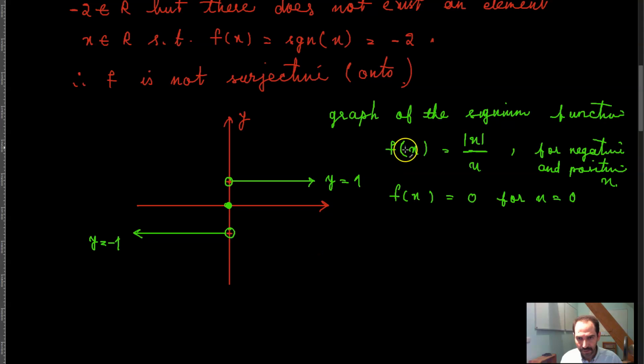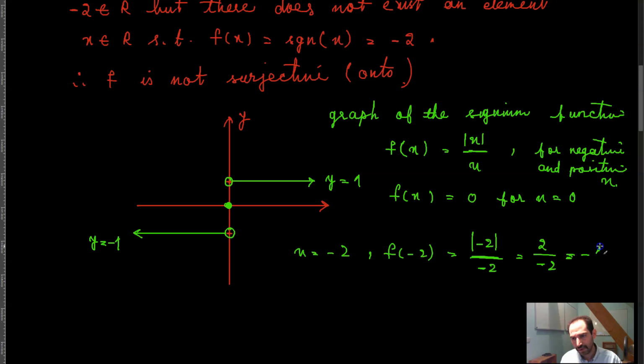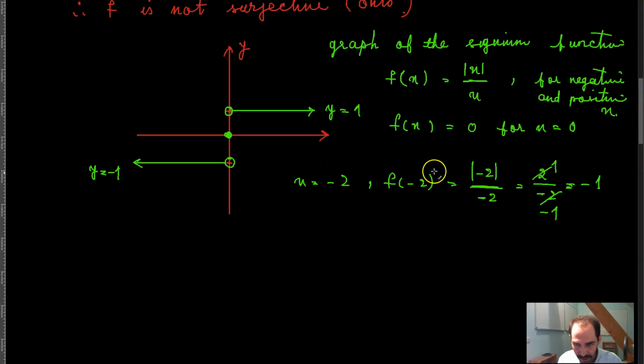Suppose that x is equal to -2. Then f of -2 becomes, based on this definition, the absolute value of -2 divided by -2, that gives me 2 divided by -2, which is equal to -1. And this applies to any negative number. Any negative number you input here, you will get a negative 1 output.